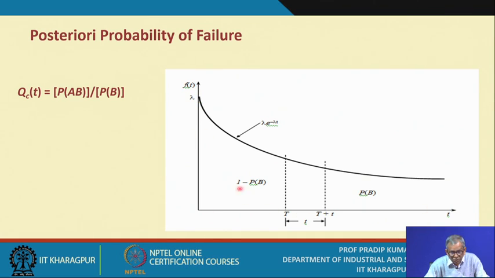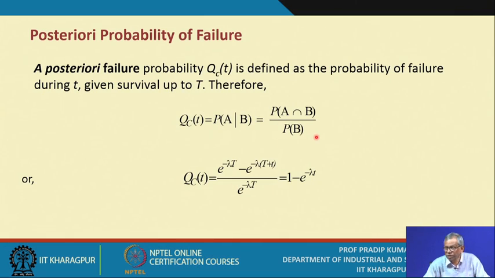So, this is 1 minus Pb, and this function is lambda e to the power minus lambda t. So, during this time period, that is small t, that means up to capital T and then up to capital T plus small t. So, this time period is the small t. So, this part is the probability of B, and this is 1 minus B. So, this is the representation. It is very simple. So, you can immediately calculate this one.